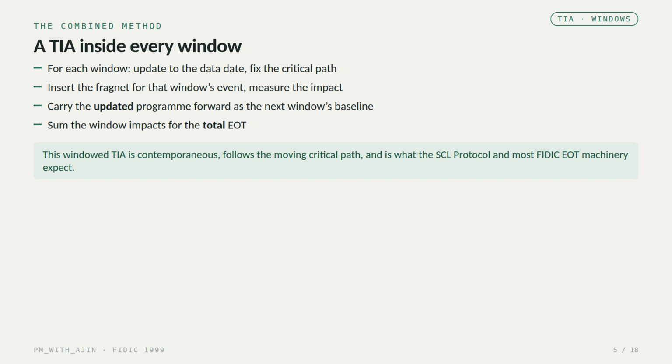Now combine them, because that's how it's really done. For each window, you update the program to the data date and fix the critical path as it stands. You insert the fragment for that window's delay event, and you measure the impact on completion. Then you carry that updated program forward, and it becomes the baseline for the next window. Finally, you sum the impacts across all the windows to get the total extension of time. This window TIA is contemporaneous. It follows the moving critical path, and it's exactly what the Society of Construction Law Protocol and most FIDIC extension of time machinery expect to see.